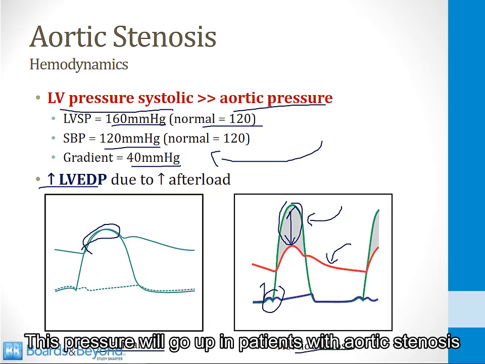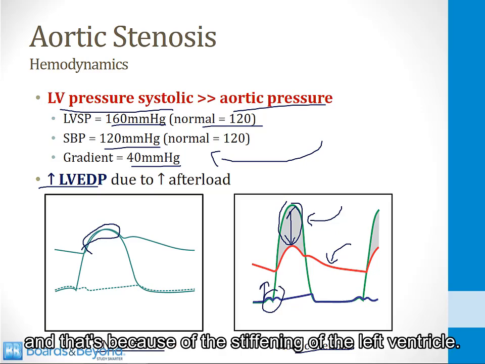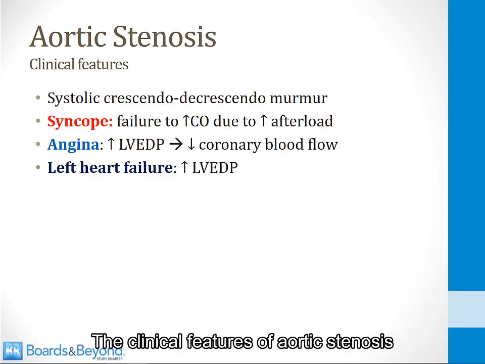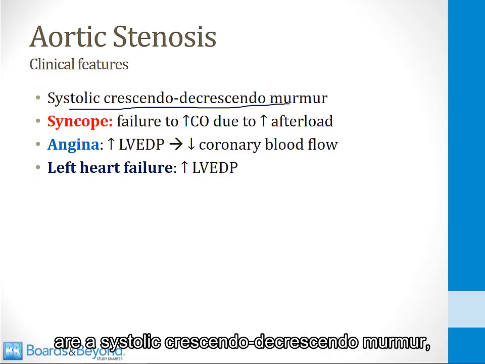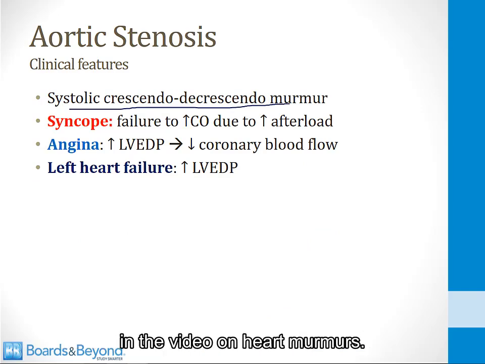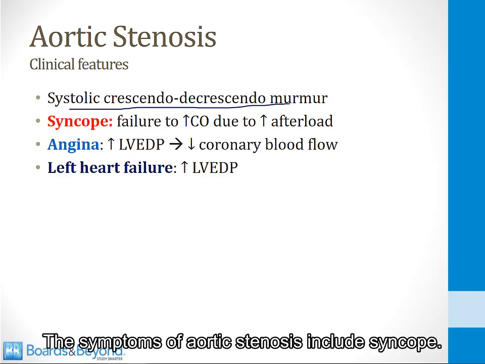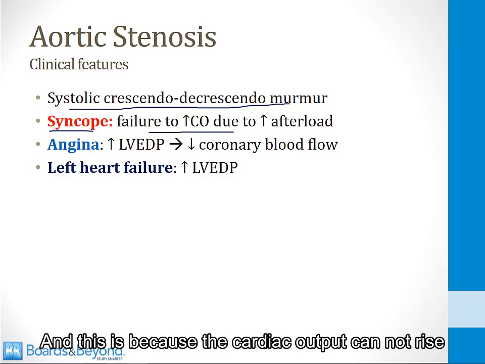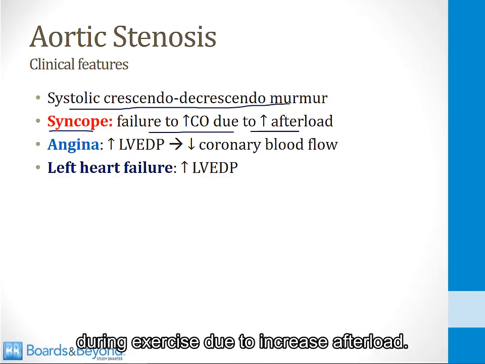This pressure will go up in patients with aortic stenosis, and that's because of the stiffening of the left ventricle. The clinical features of aortic stenosis are a systolic crescendo-decrescendo murmur, which I talk about in more detail in the video on heart murmurs. The symptoms of aortic stenosis include syncope, and this is because the cardiac output cannot rise during exercise due to increased afterload.